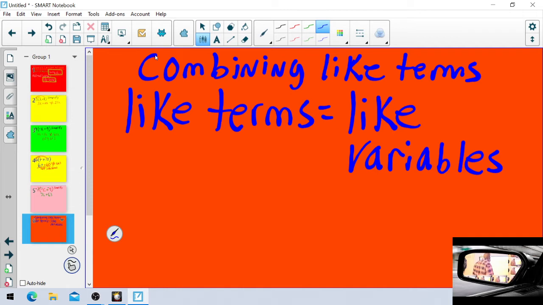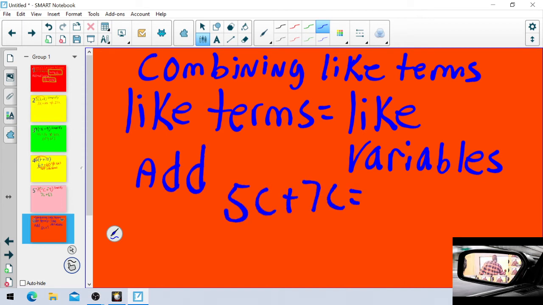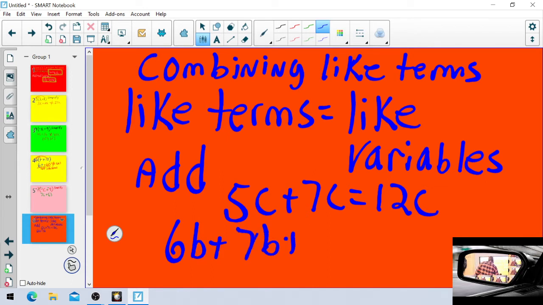Combining like terms. So if I ask you to add, right here, 5C plus 7C, you're going to say 12C. If I ask you to add 6B plus 7B plus 8C, do not add that 8C to the B's. They have to be alike. So your answer is going to be right there. It's going to be 13B plus 8C. See? You can't combine the B's and the C's. You can only combine like variables.